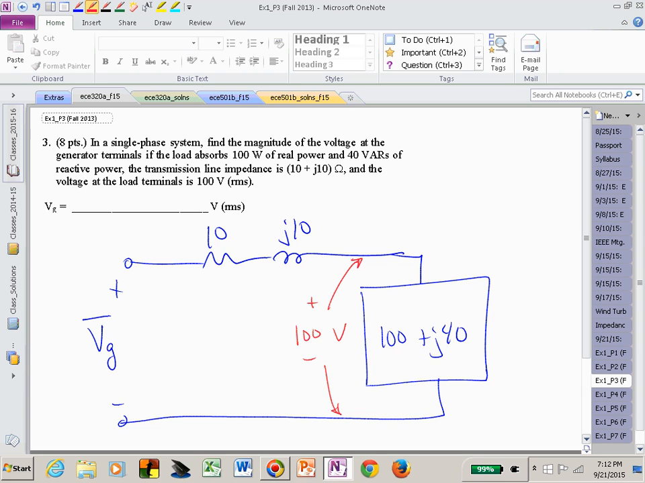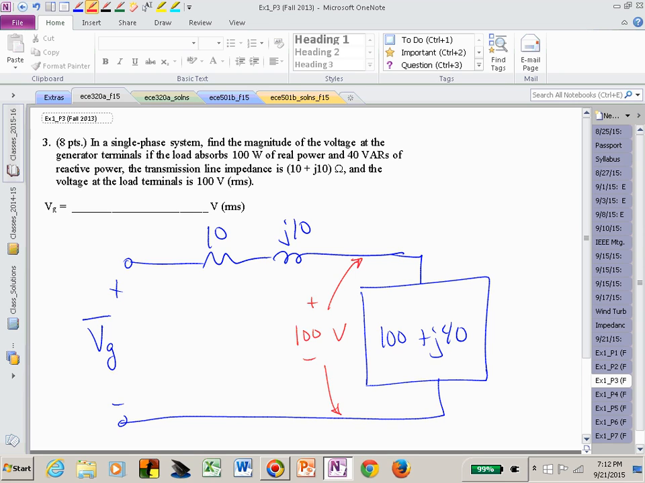Questions on that? We're dropping like flies. Yes. So now, where do we use the reference? Now you're just told that the load terminal voltage is 100 magnitude, and you're just asked to find the magnitude of your generator voltage. So you really don't have to worry.